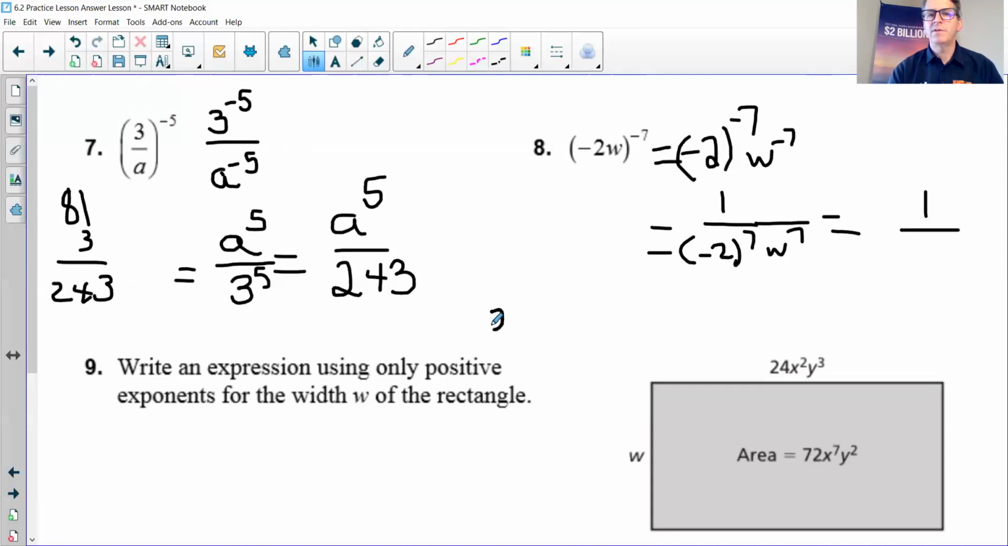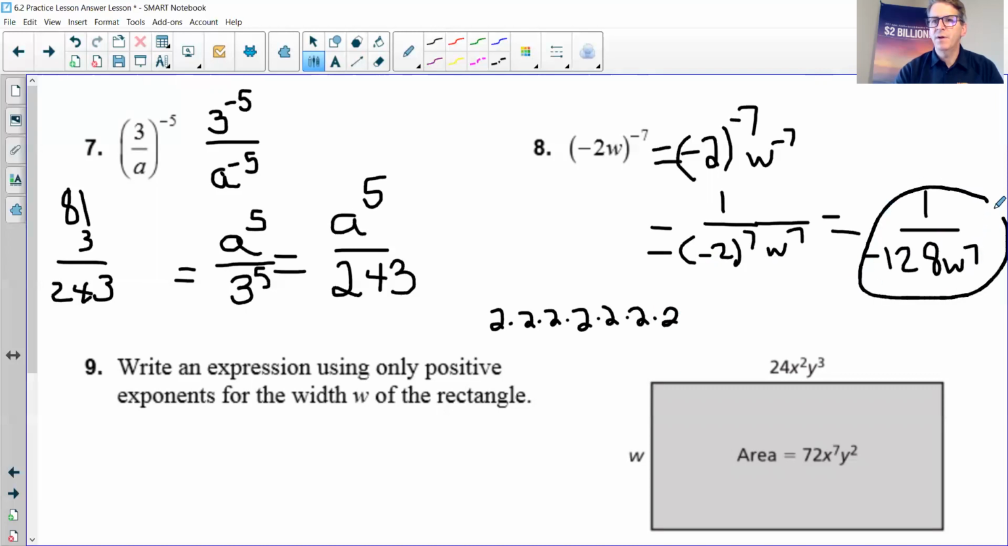Two to the 7th. 2 times 2 is 4. 4 times 2 is 8. 8 times 2 is 16. 16 times 2 is 32. 32 times 2 is 64. 64 times 2 is 128. And it's going to be negative 128 w to the 7th. And that is number 8.